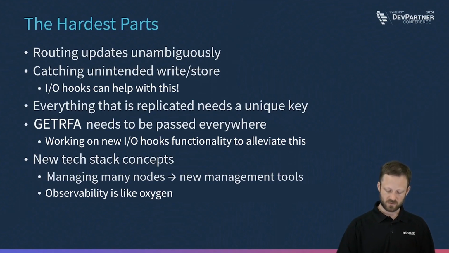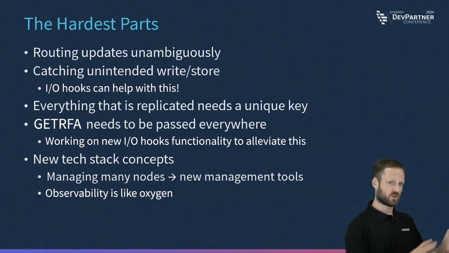In order to make all of these IO hook magic bits work under the hood for how to replicate changes, we have to pass a buffer to get GRFA every time we do a read, every time we do a write, and every time we do a store. We are working on some new IO hooks functionality to prevent needing to make application code changes here, really to allow the IO hooks to get in there in more cases and make more changes without having to change the application.